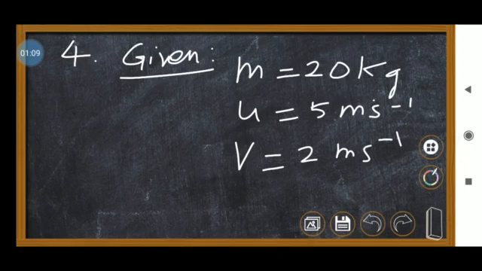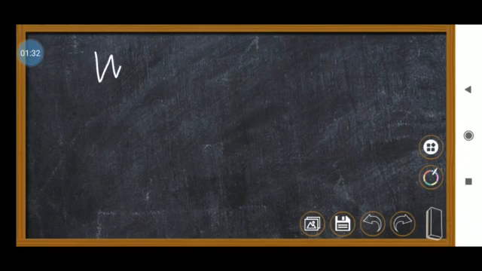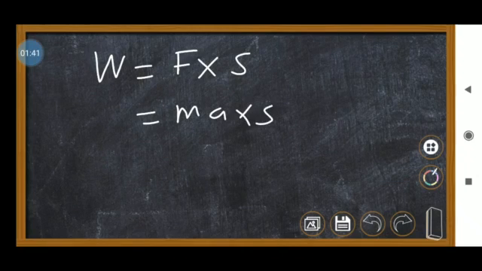Okay, so what they asked is the work done. They gave mass, and due to some force, which they didn't mention, the change in velocity occurs. So what is the work done due to that force? We generally know that work done equal to force into displacement. Am I right? So force into displacement, we know that is m into a into s. Okay, so m a s.